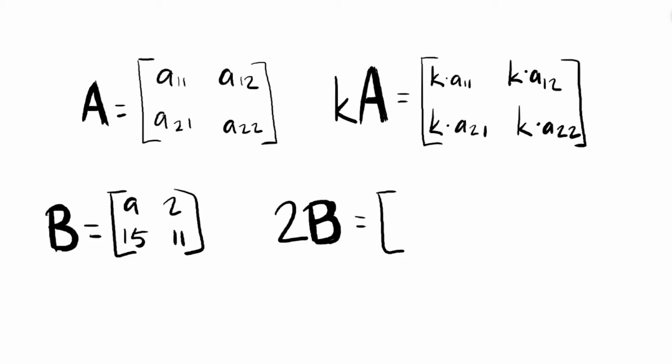Then we would have 2 times 9, well that is 18. 2 times 2 is 4. 15 times 2 is 30. And 11 times 2 is 22. That is what we will get when we multiply B by 2.